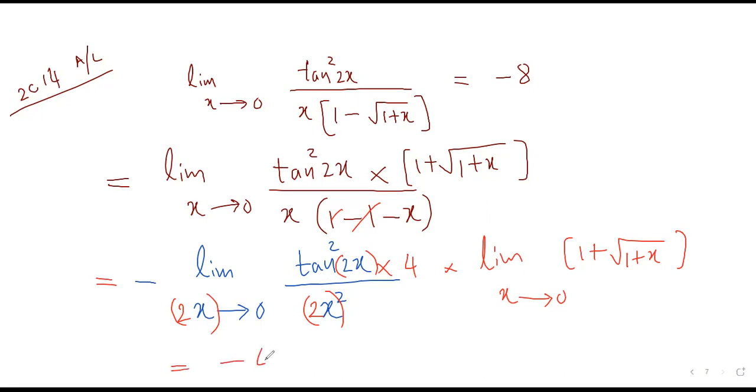Now the answer is minus 4 into, here what about the second part? When x is going to 0, this becomes 0. Then 1 plus 1 is 2. That is going to be minus 8, like this. Understood? If you have got any problems, ask me.